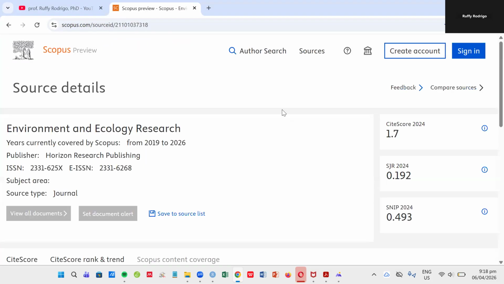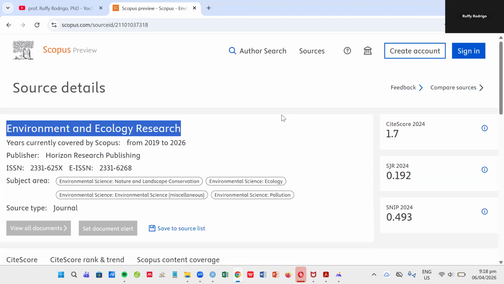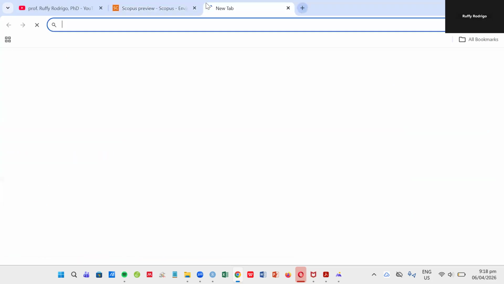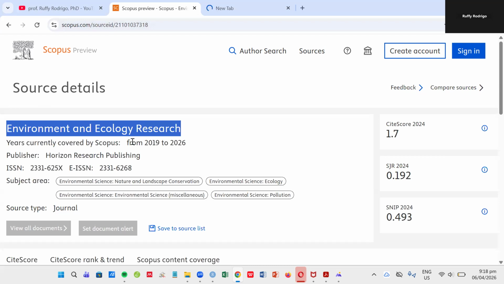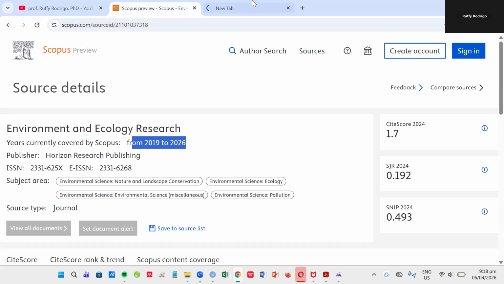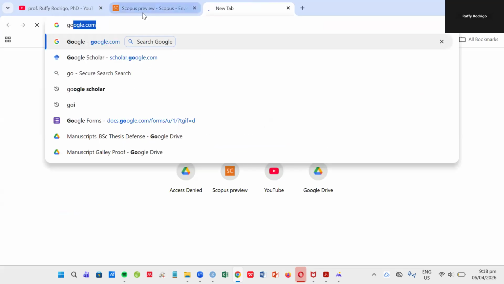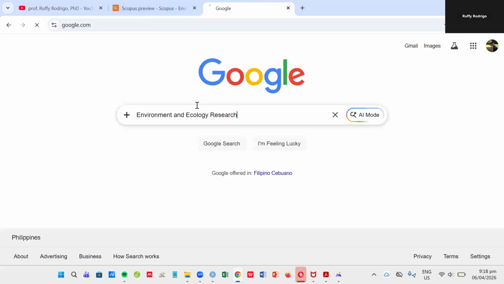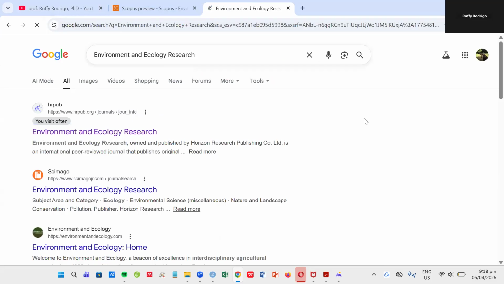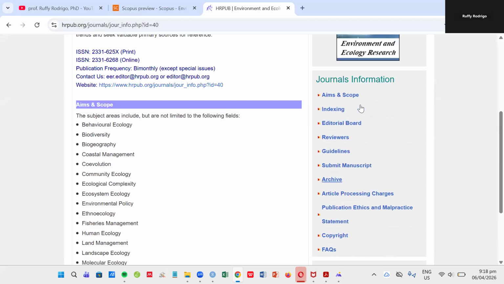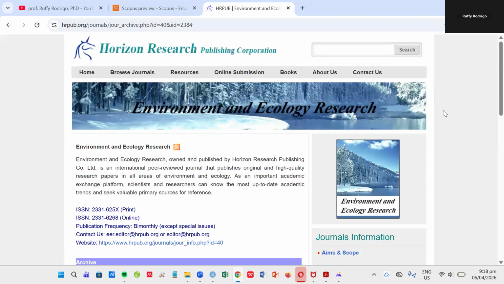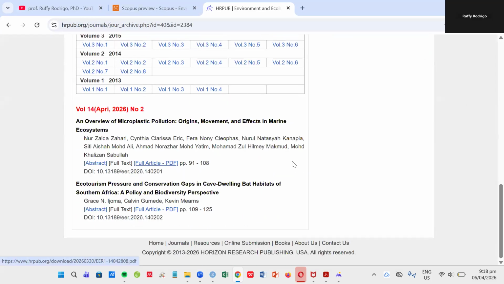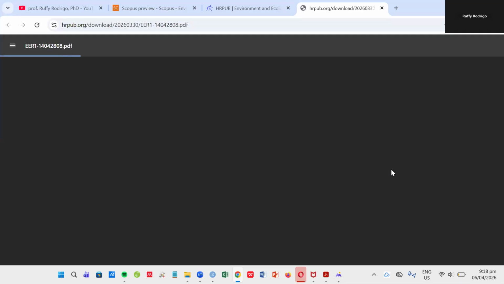So what I do is I just type that. I have to check the Scopus indexing from 2019 to 2026, and then I also search for it here. And this is the journal. Basically what I do is I look at their archive. Once you have the archive, I check their published papers and try to familiarize myself with what I need to prepare for the manuscript.